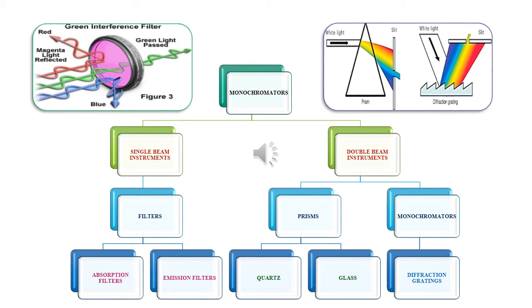Coming to filters, what is the principle? Filters function like a filtering process, by means of filtering of the radiation. That means it filters off unwanted radiation, only selects the wanted radiation and sends it to the sample. You can observe in the picture, that is a green interference filter, it filters off only green light and sends it to the sample.